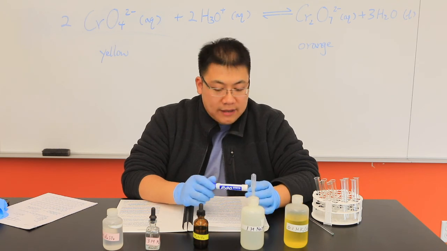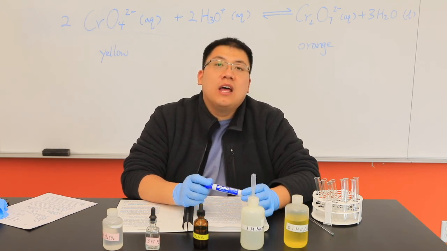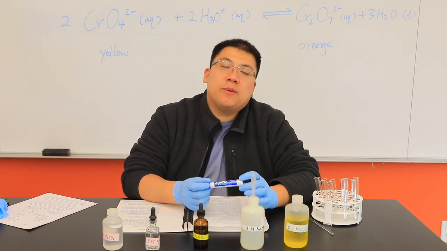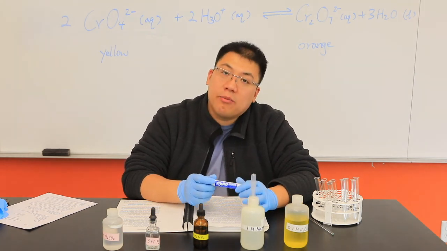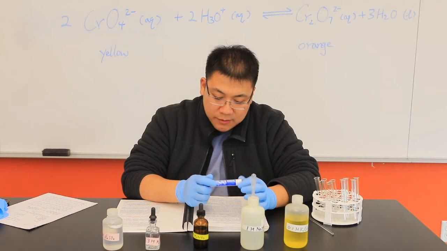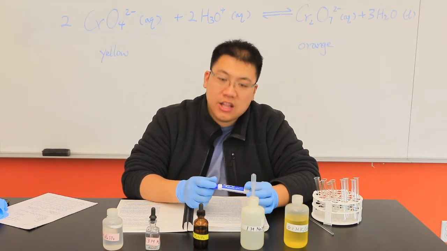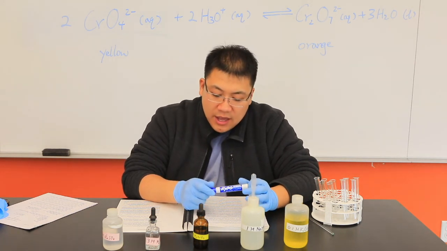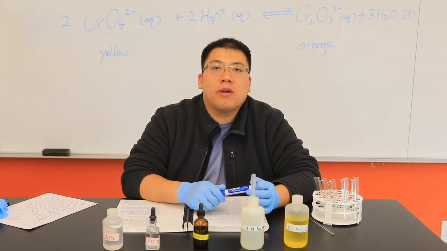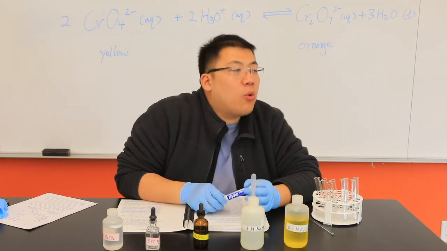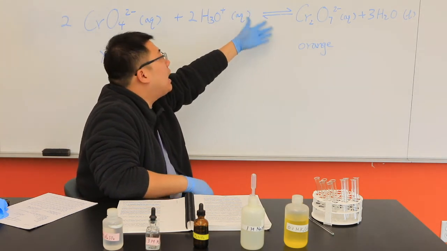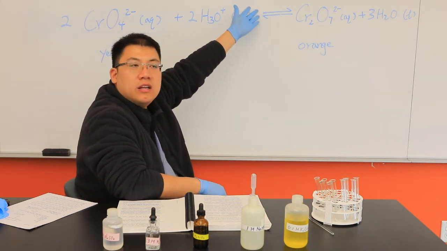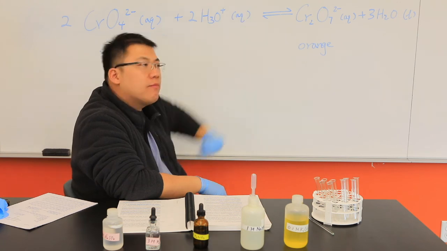Chemical equilibrium plays an important role in our lives. According to Le Chatelier's principle, if a stress is applied to a system that is at equilibrium, the system will respond by shifting in the direction that reduces the stress in order to reach a new equilibrium state. The equation on the board is currently at equilibrium because we drew the double arrow.